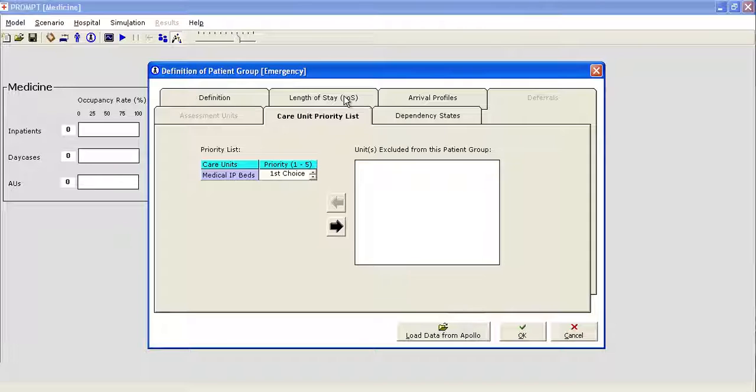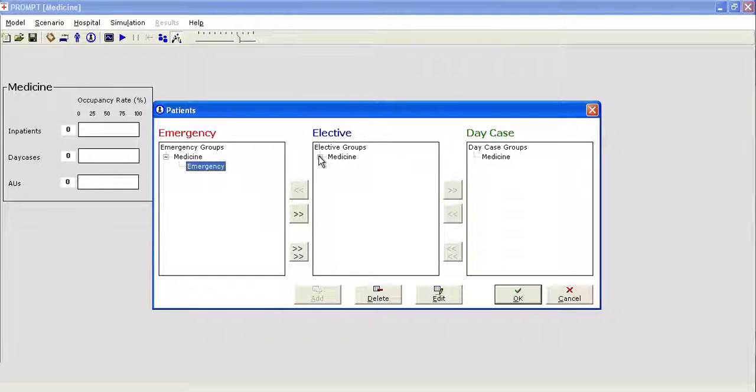The last thing I'm just going to briefly mention is the care unit priority list. This is effectively what a bed manager would do. As an emergency medical patient in this example arrives, you have to find a suitable place for them to go. There's only the one medical bed pool here, which is their first choice. But had I had different specialty bed pools, for example, surgical beds or orthopedic beds, I could have had different priorities as a first choice or second choice or third choice destination.